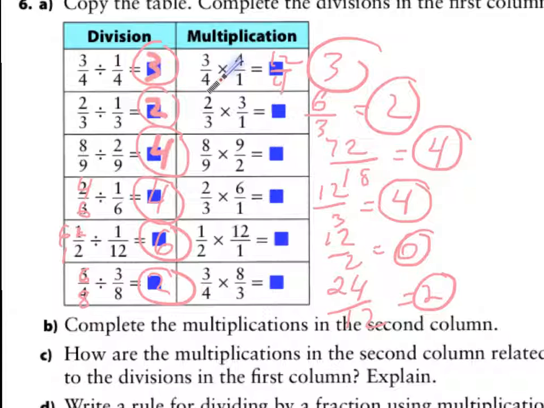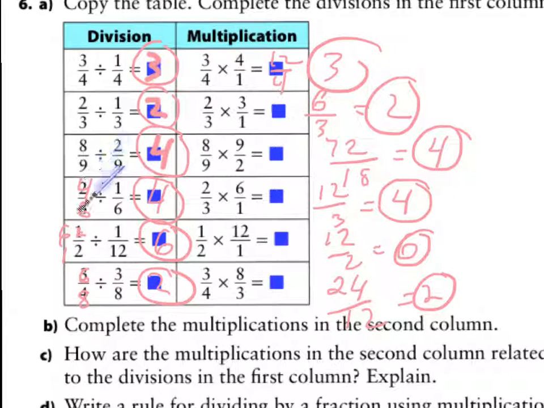We have a special name for these fractions. All these fractions are called the reciprocal of these fractions. In other words, you flip these upside down and multiply, and you get the exact same answer. So dividing by 1/4 is the same as multiplying by 4. Dividing by 1/3 is the same as multiplying by 3.